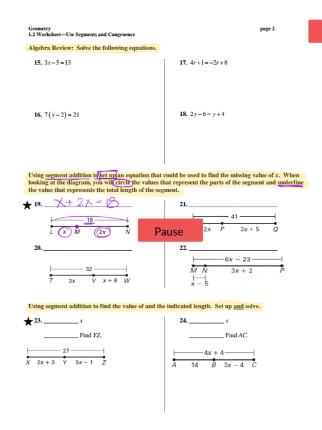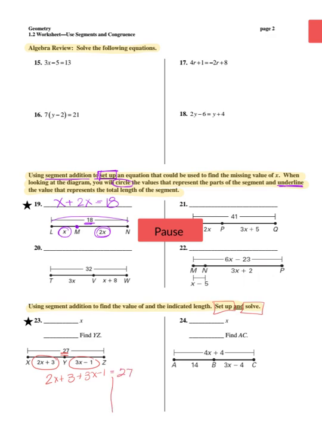Now we're going to work on question 23. It says, using segment addition, find the value of x and the indicated lengths, set up and solve. For this question, we do need to do both things. We will be setting up and we will be solving. So in this question, number 23, we have the two parts, the 2x plus 3 and the 3x minus 1. And we have the whole segment, 27. Our equation looks like this: 2x plus 3 plus 3x minus 1, and that equals 27.